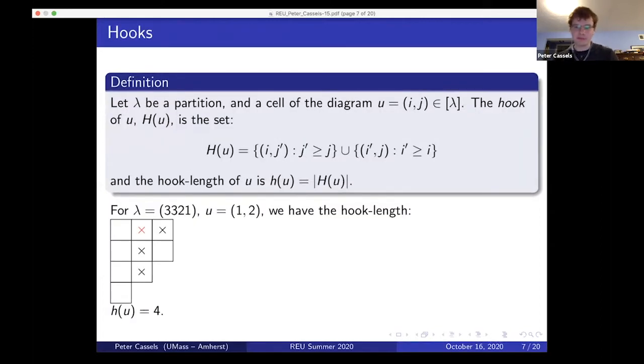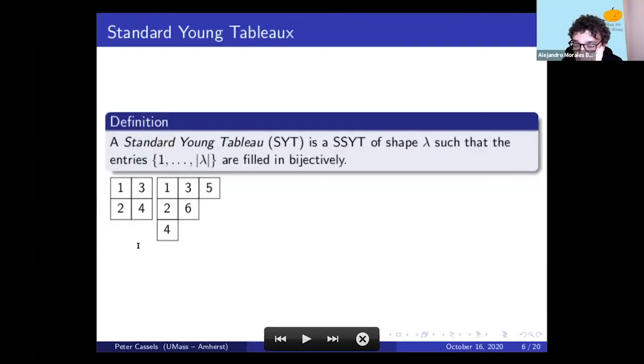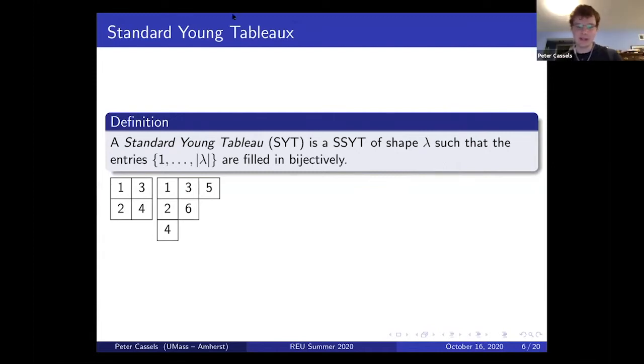One profitable way to look at these diagrams is the hooks and the hook lengths. Sorry, Peter, in the previous one, you put them bijectively, but are there any restrictions on how you put them? Oh, of course, yes. It's still an SSYT, so now we necessarily have strictly increasing rows and columns. These are just two examples, one way we could do it.